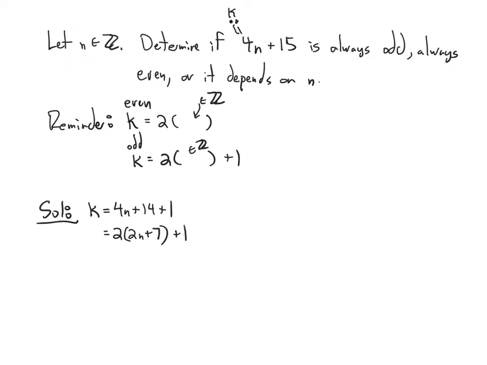Remember, n is an integer. So I have a bunch of integers multiplied and added together. And we know the integers are closed, so this is indeed an integer. So we can say since 2n plus 7 is indeed an integer, we can say that k is odd, since I wrote it as 2 times an integer plus 1.